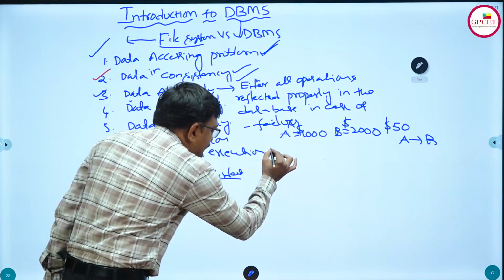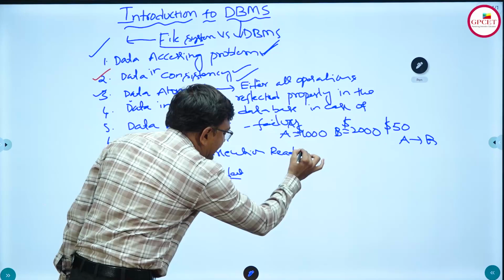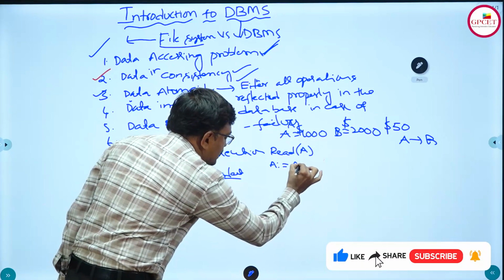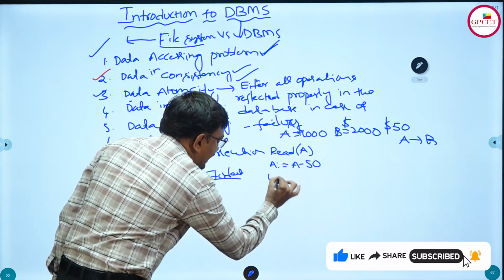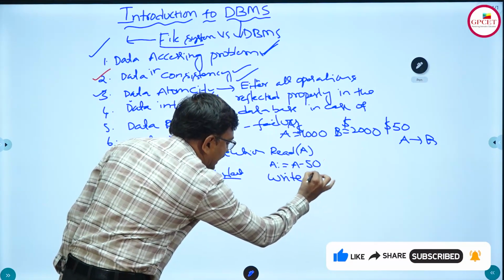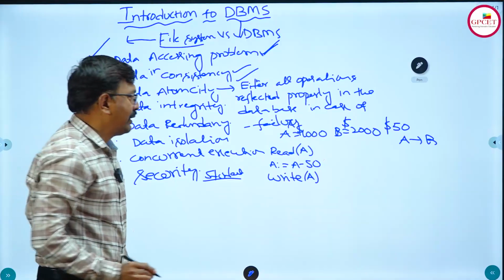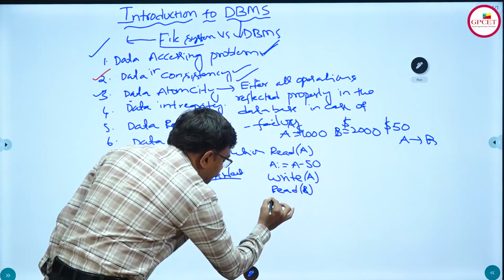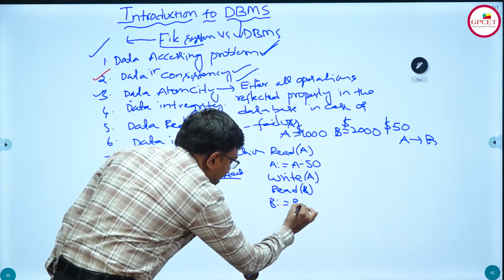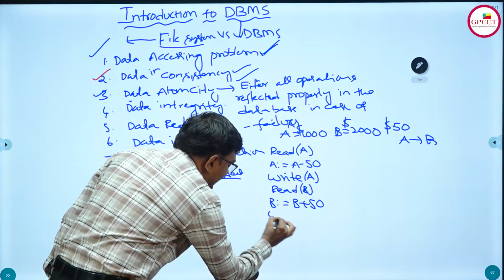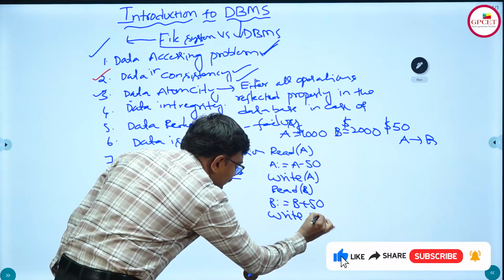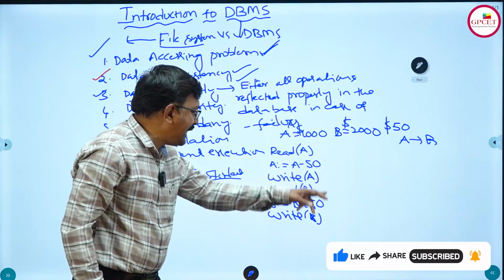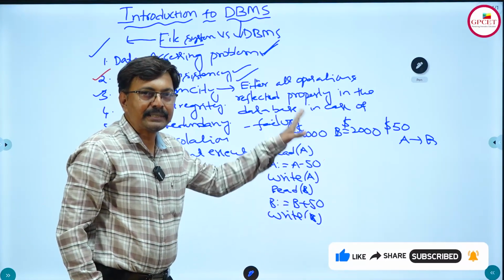What is the pseudocode? Simple pseudocode: read A, read the data item. A equals A minus 50. Write A, write is nothing but update the data item. And then the second one: read B. B equals B plus 50. Write B, update the data item. That is the simple pseudocode to transfer $50 from account A to account B.